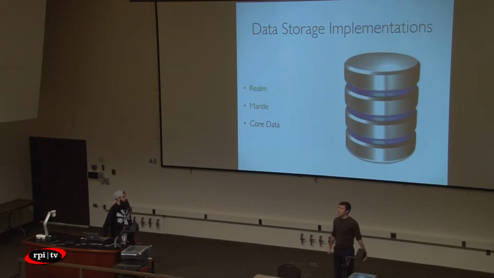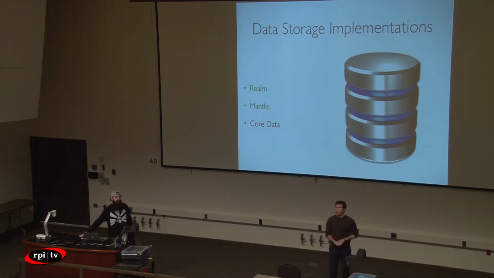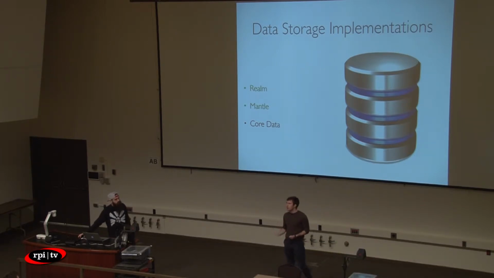Data storage. If you want to store data on the device, there's three basic options that exist out there today. There's Realm, Mantle, and Core Data. Core Data is Apple's default implementation. If you ask an Apple employee what you should use, his first answer is going to be Core Data. You go to Apple's website and you look up how to store information on a device, you're going to see Core Data, unless you're looking at a plist, but that's mainly just used for preferences, Boolean values, simple strings, that kind of thing. What we're talking about here are really more database-like functions.